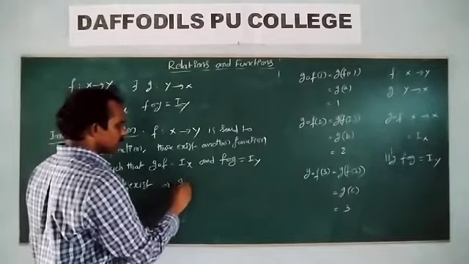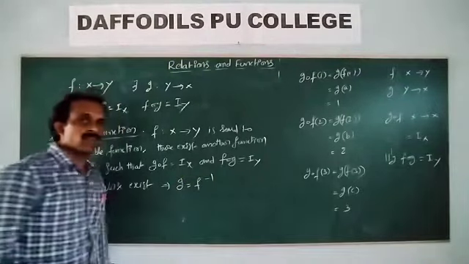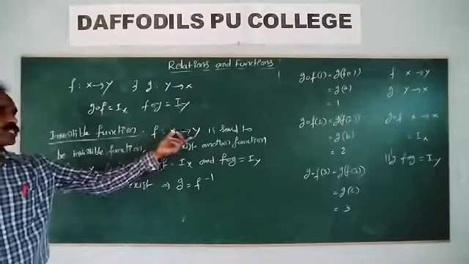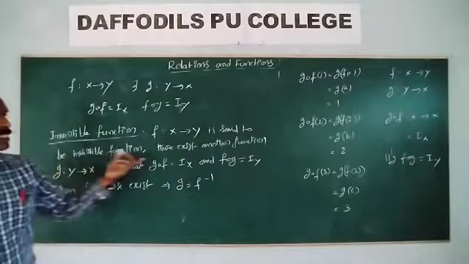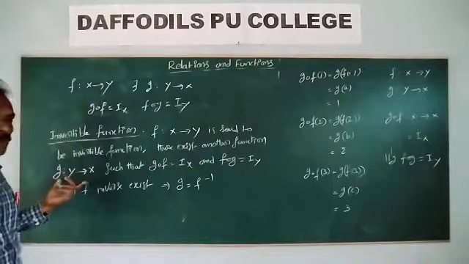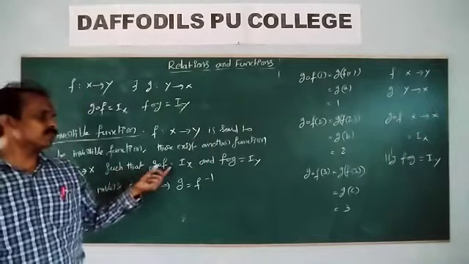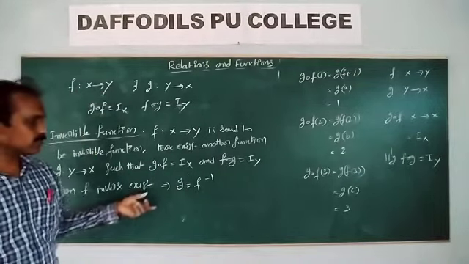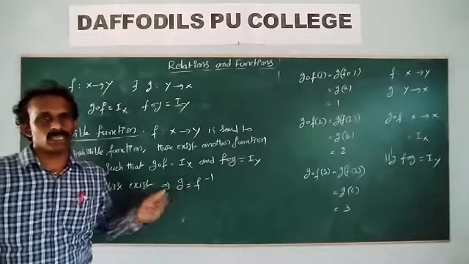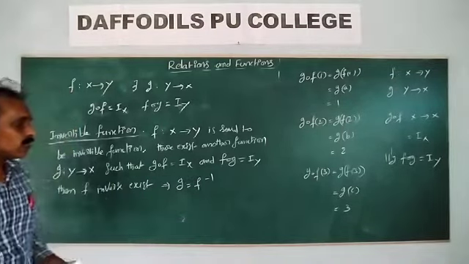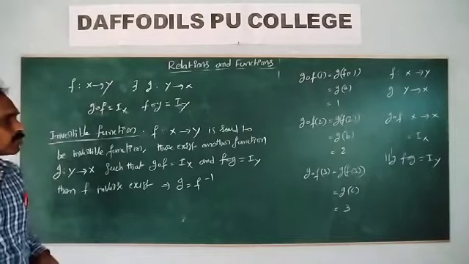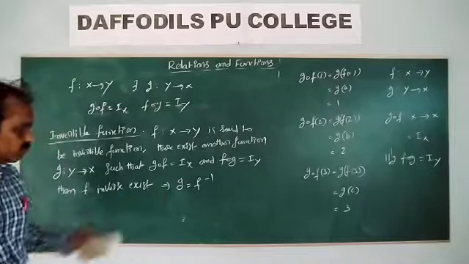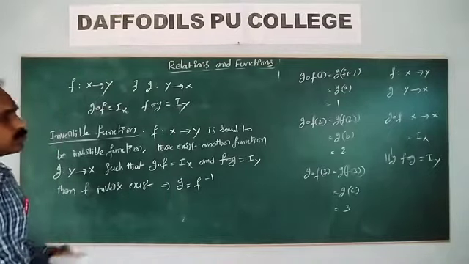That implies g is equal to f inverse. So this is the definition of the invertible function. F maps X to Y is said to be an invertible function if there exists another function g maps Y to X such that g circle f is equal to I_X and f circle g is equal to I_Y. Then f inverse exists, that is, g is equal to f inverse. Use this definition to solve some problems and some theorems also, right?